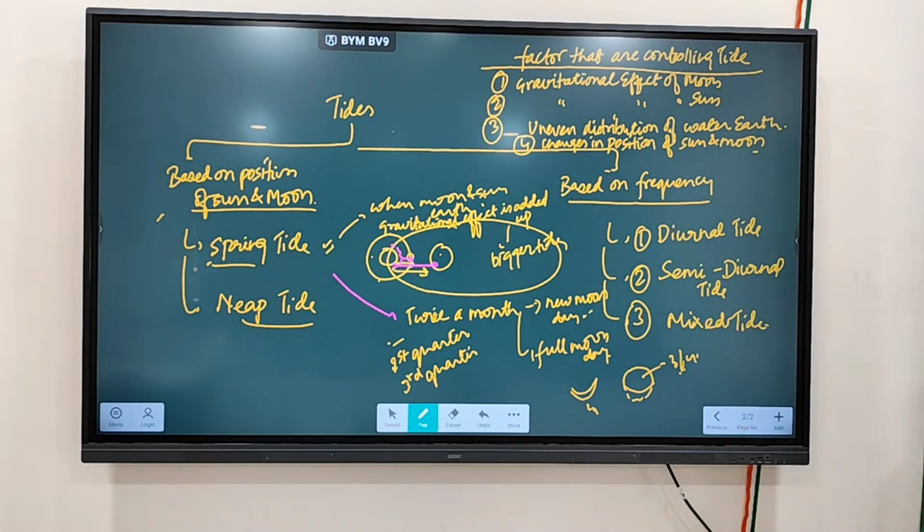Then again what will happen? You'll see the crescent shape, and again you'll see the moon is not visible. Clear? So this is the rotation and revolution of the moon that is happening. Any doubt regarding this one?